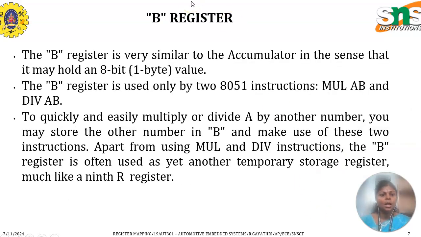Coming to the B register, it is very similar to the accumulator in the sense that it may hold an 8-bit value, or 1 byte. The B register is used only by two 8051 instructions, for multiplication as well as for division. We use the B register to quickly and easily multiply or divide A by another number. You may store the other number in B and make use of these two instructions. Apart from multiply and divide instructions, the B register is often used as another temporary storage register, like a 9th R register.